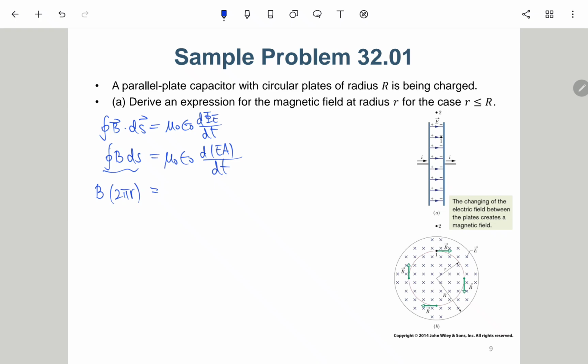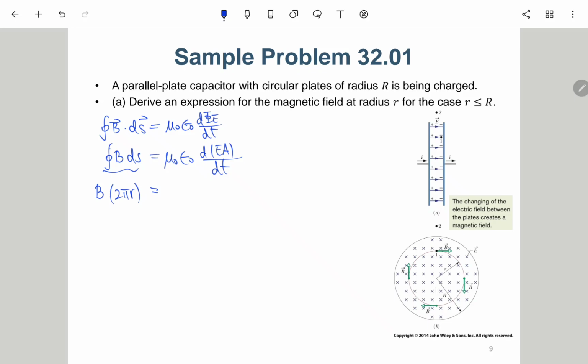Okay, so this is a circular capacitor, and then we also consider an Ampere loop which is concentric to the capacitor and smaller than it. So we expect the B field to have uniform magnitude, although the direction is changing. It is like a circle, like the tangent direction of the circle.